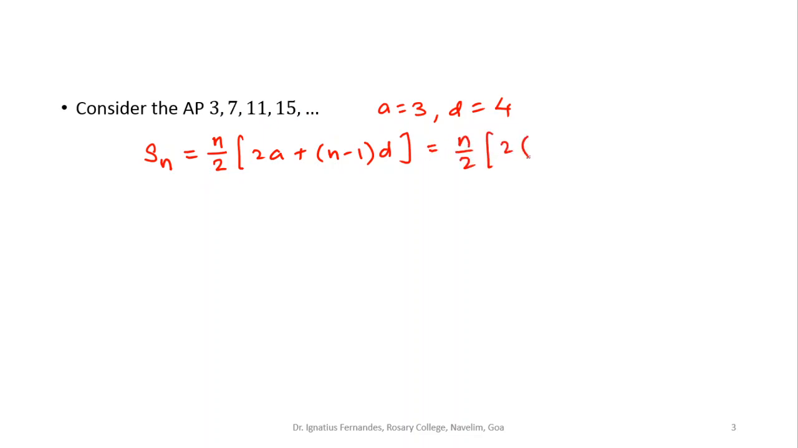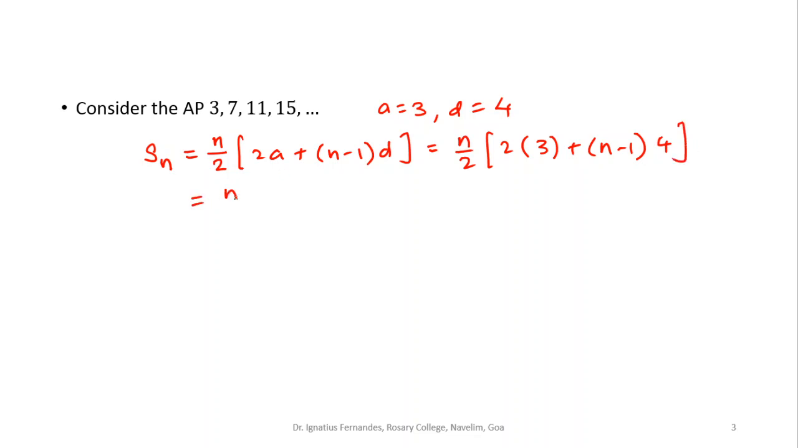Let's say for example we have this arithmetic progression with a equal to 3 and d equal to 4, that is the difference between any two consecutive terms is 4. So if I have to write down Sn for this, Sn is by formula n upon 2 into (2a plus (n minus 1) into d). So the sum of the first n terms of this arithmetic progression is going to be n upon 2 into (2 into a, here 3, plus (n minus 1) into d, which is 4).